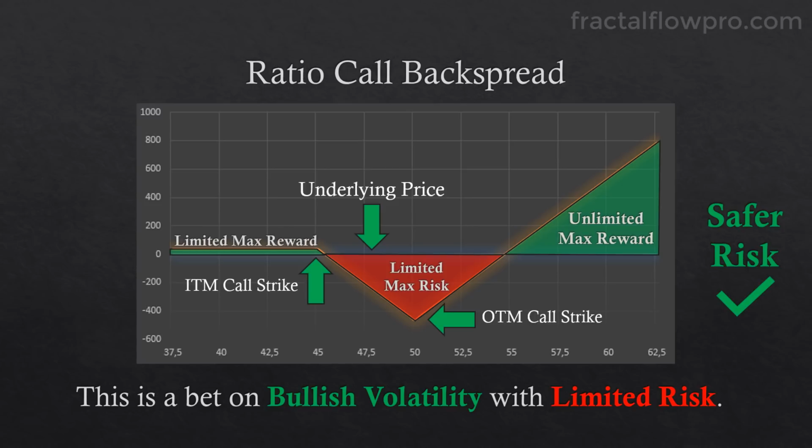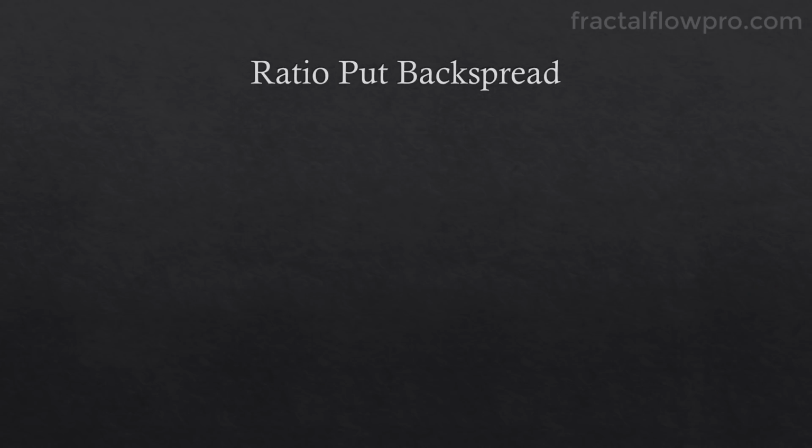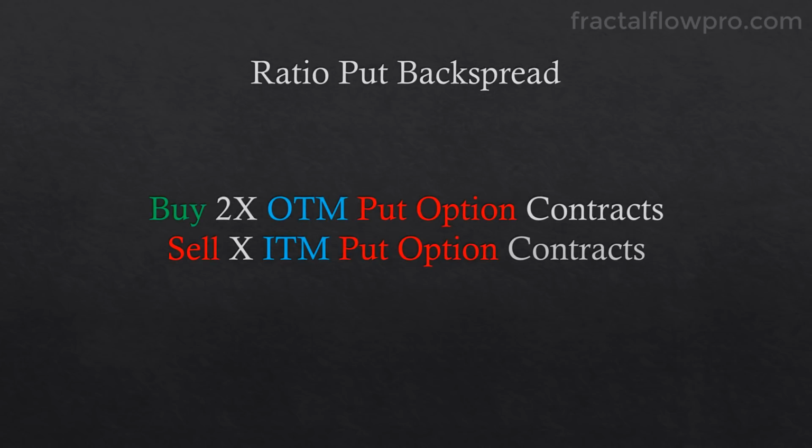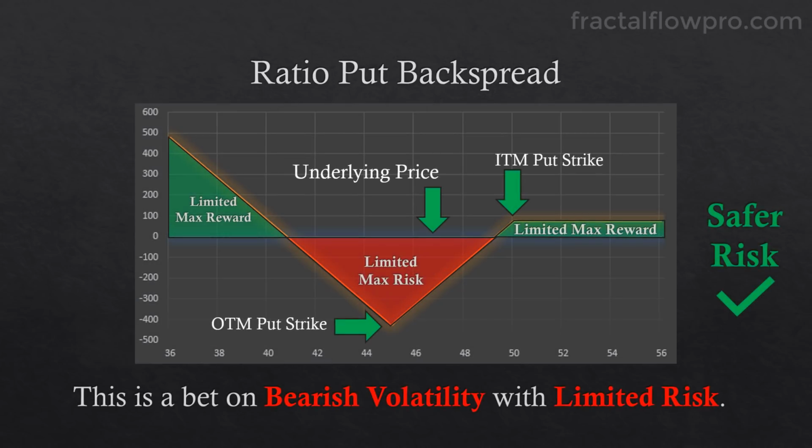We also have the mirror image of the ratio call backspread, which is called ratio put backspread. It consists in buying 2X number of out-of-the-money put option contracts and selling an X number of in-the-money put option contracts. This is a bet on bearish volatility with a protection against bullish volatility. In terms of risk, the strategy provides a limited risk that is small compared to the maximum reward, which is large but not infinite, since there is a limit to how much the stock price can fall. Because this is a bet on volatility with limited risk, the ratio put backspread is a safer strategy.